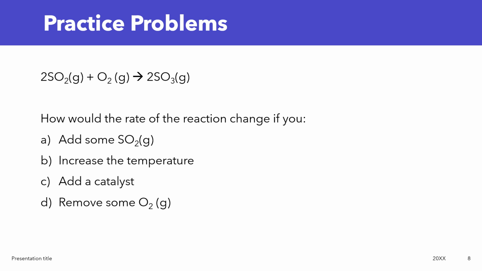D, if you remove some oxygen. Now you're lowering the concentration of the reactant. So what happens if you lower the concentration of the reactant? You have less molecules, less collisions happening, so the rate of the reaction will decrease. So D is decrease.